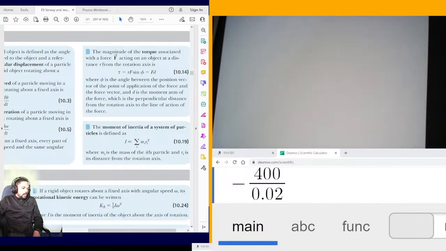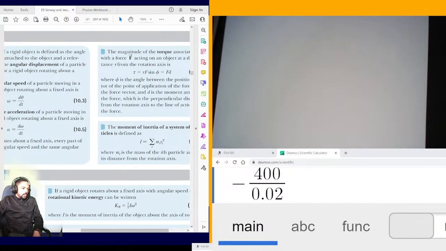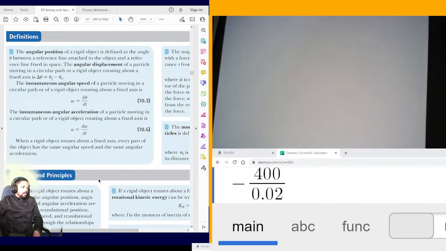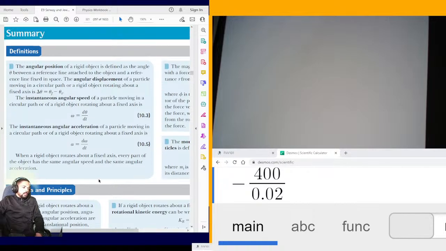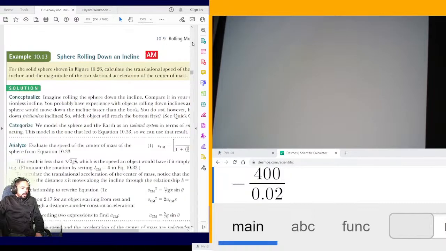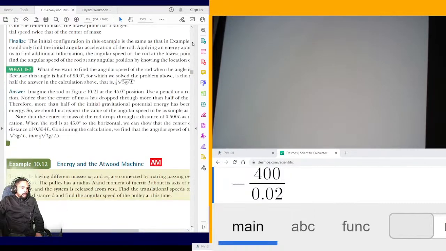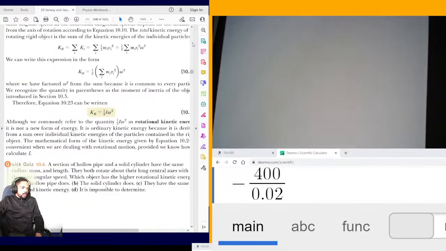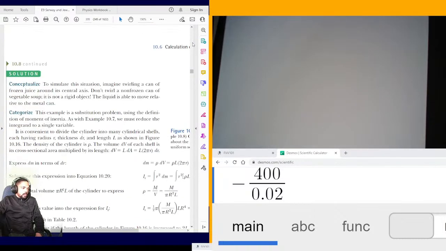We're not at torque yet. You're not doing torque yet. You're just doing angular position. The angular position of a rigid body is defined as the angle theta between a reference line attached to the object and a reference line fixed in space. But I want to get to the equations of motion for rigid bodies.